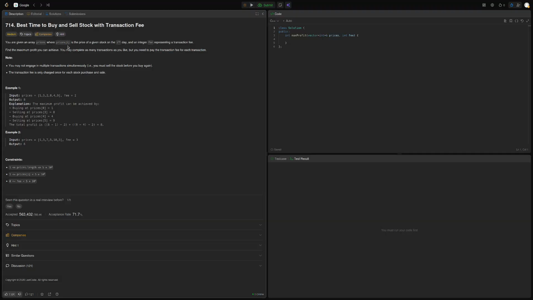Okay. This had some standard solution in which we have to incorporate the fees. Well, clearly the time complexity has to be linear.